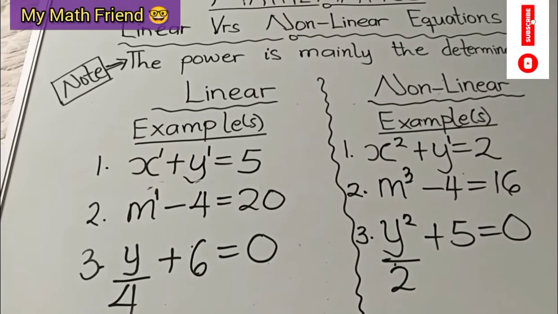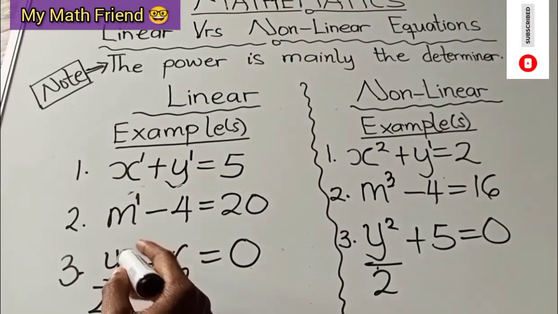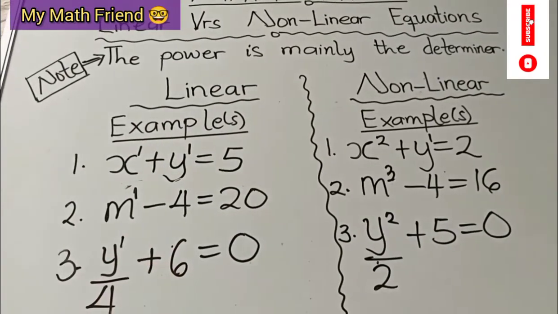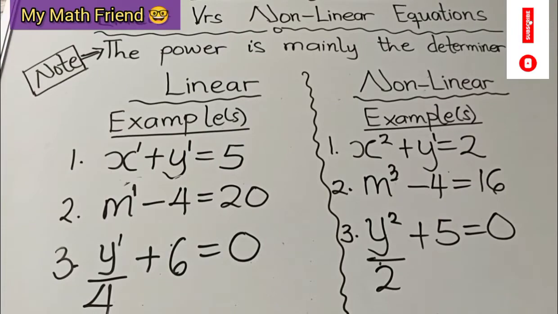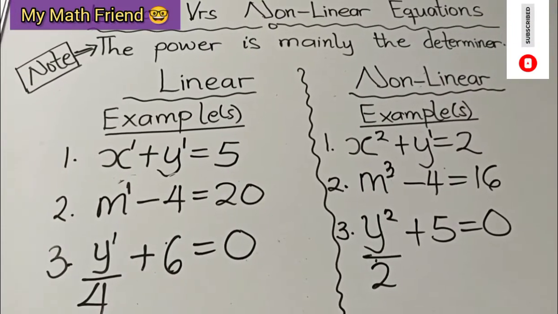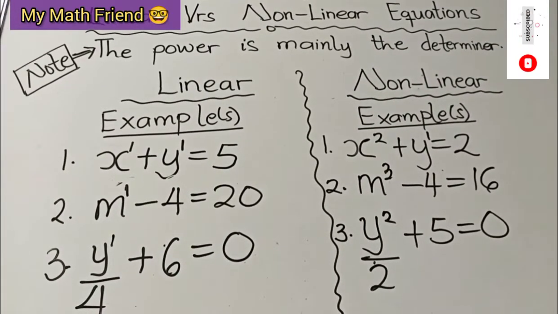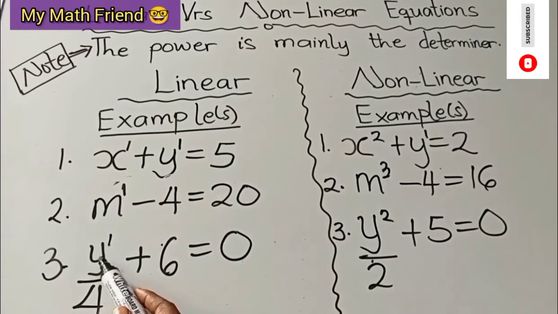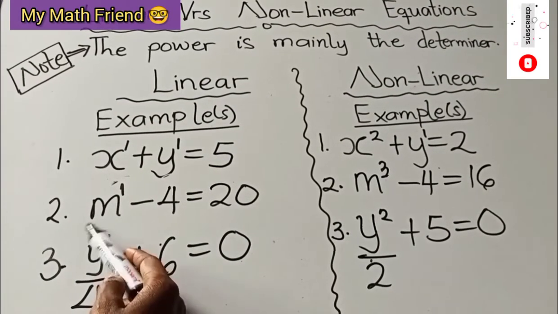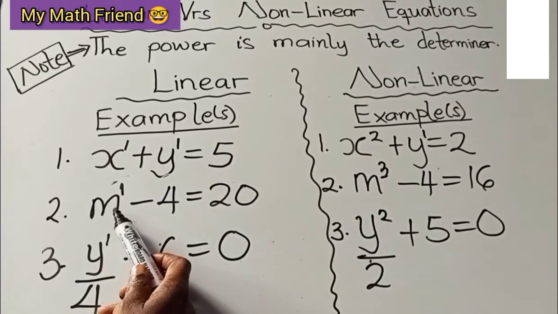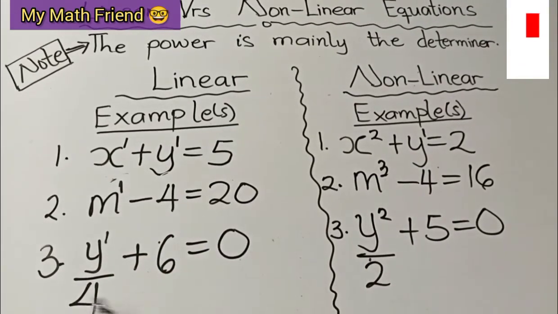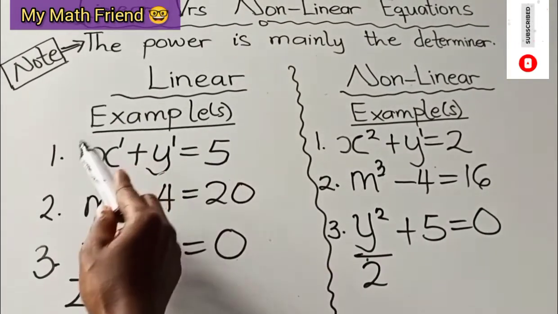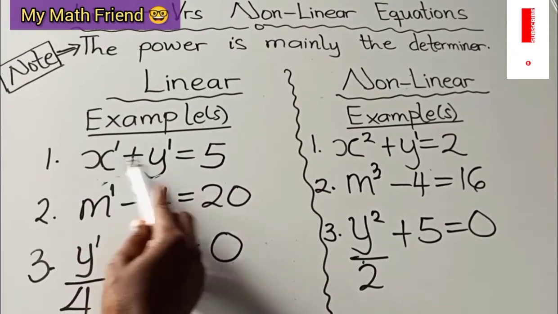What is the power of the y here? The power is 1. The power of the variable is 1, and so this becomes a linear equation. It is a linear equation in one variable because the only variable is y. And in example 2, the only variable is m, so that is also a linear equation in one variable. But number one, x plus y equals 5, is a linear equation in two variables because we have x and y.